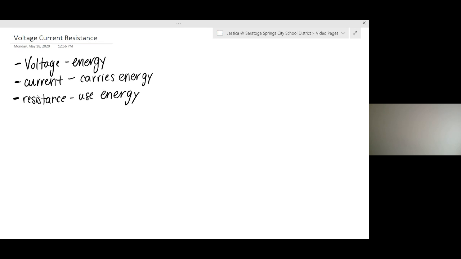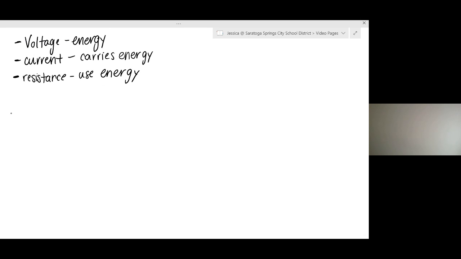Now, could you technically build a circuit without resistance? Yes, you would just likely end up setting things on fire, and normally we like to avoid fire. That being said, I know that that's not always the case. Fire can be fun.